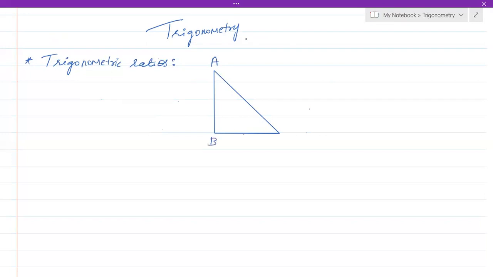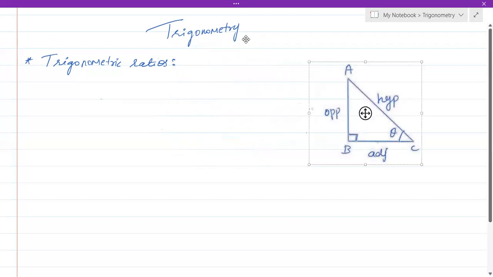Let's say this is the angle under consideration. Opposite to 90 degrees becomes the hypotenuse, opposite to the angle under consideration becomes the opposite side, and the remaining will become the adjacent side. Now, the angle under consideration is theta. The opposite side is AB and the hypotenuse is AC.